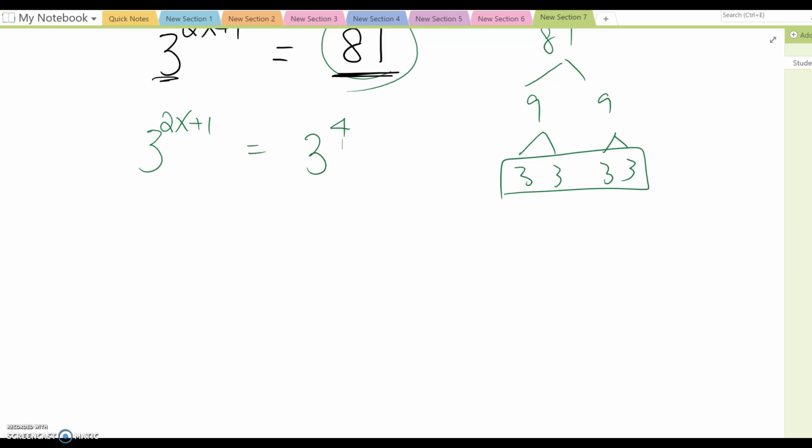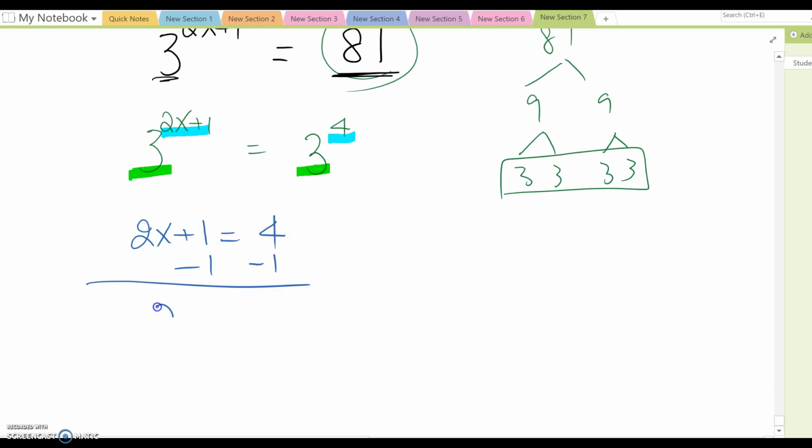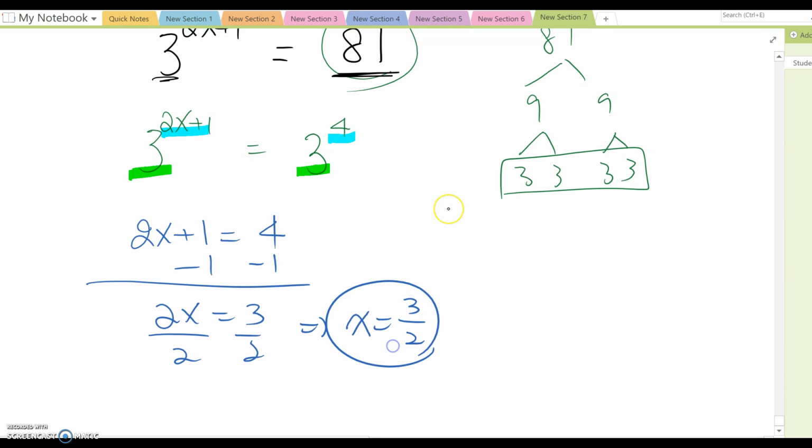Now we just check that the bases are equal to each other, which means the exponents must be equal to each other as well. So you can set up 2x plus 1 equal to 4, minus 1, then 2x equal to 3, divided by 2. So x equal to 3 over 2. That will be the answer for this question.